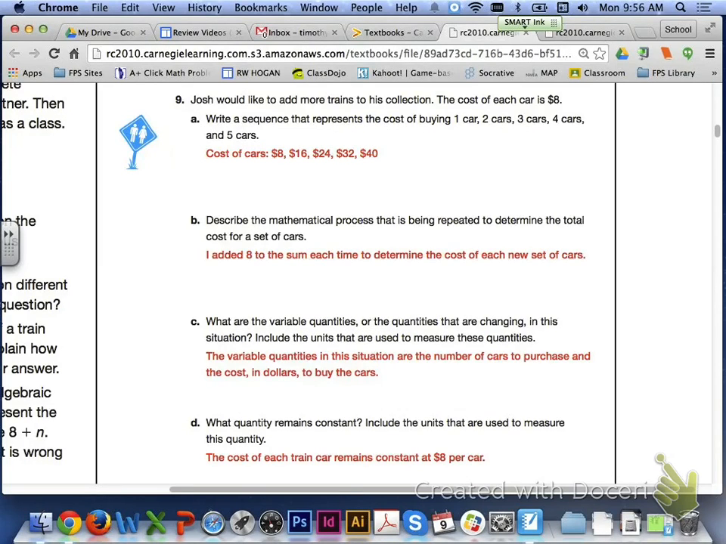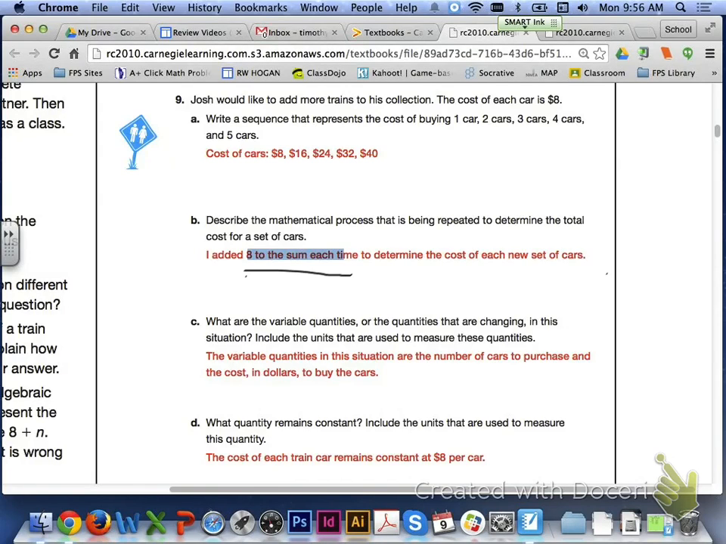The sequence for letter A that you should have written down is going to be $8, $16, $24, $32, and $40. That's going to be the cost of buying 1, 2, 3, 4, and 5 cars. For letter B, the mathematical process that is being repeated, you are adding 8 to the sum each time in order to determine what the cost is of each new set of cars.